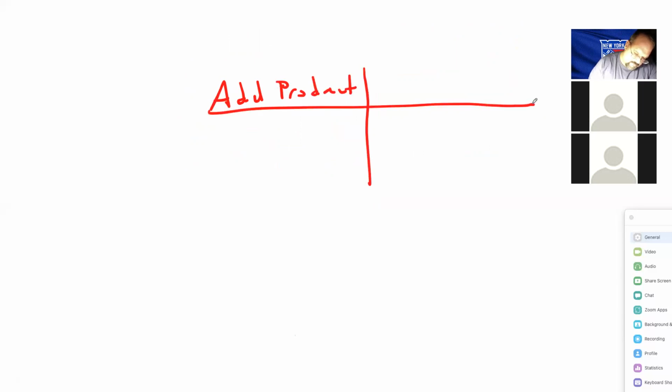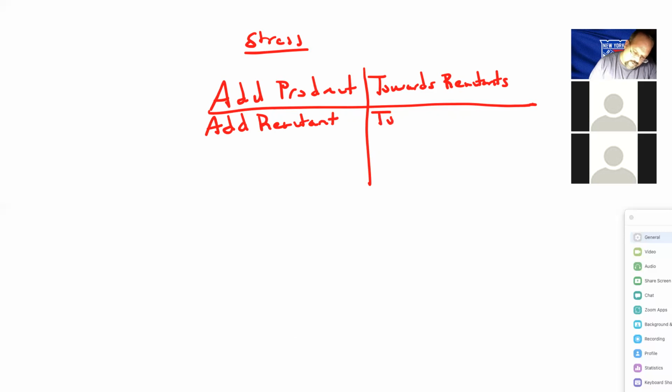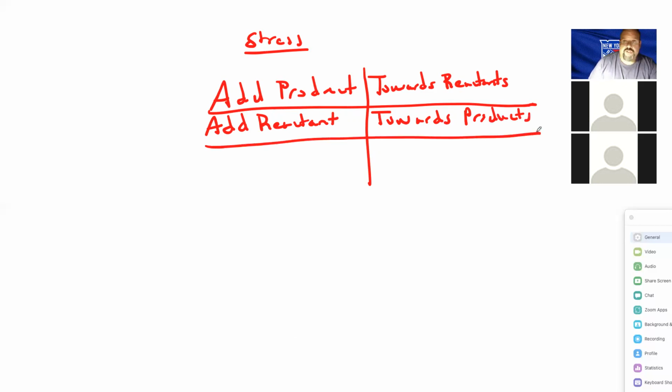All right. So if we add product, we are going to shift towards the reactants. Okay. If we add reactant, we are going to shift towards the products, right? Because if you're adding, the reaction shifts, and this is fact, towards the opposite side.